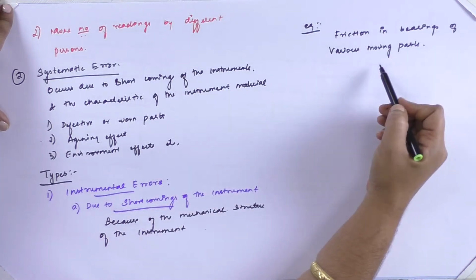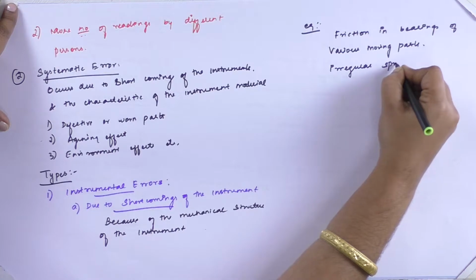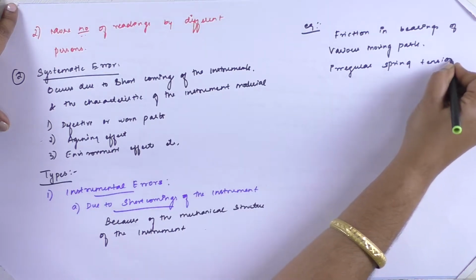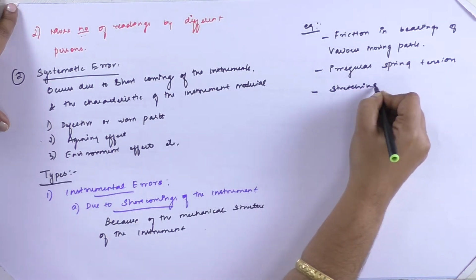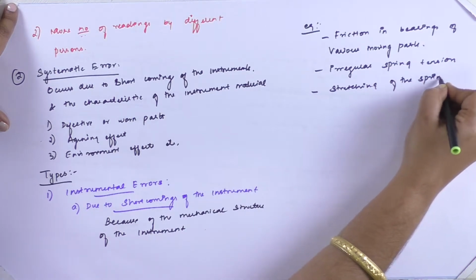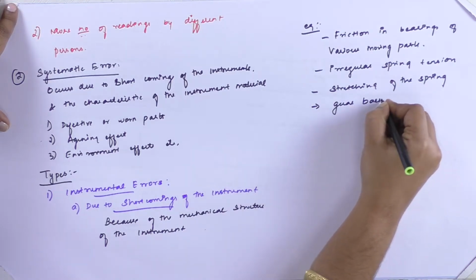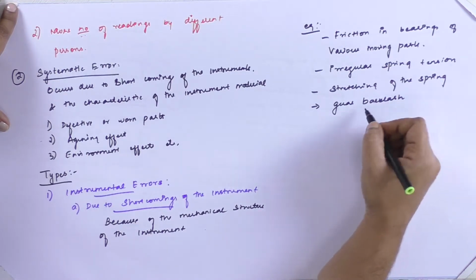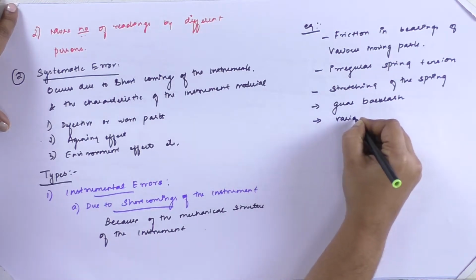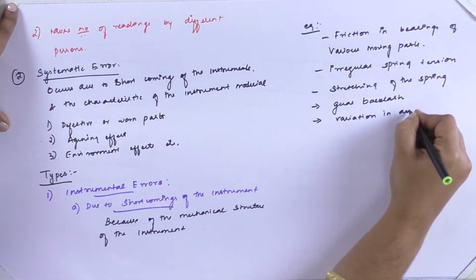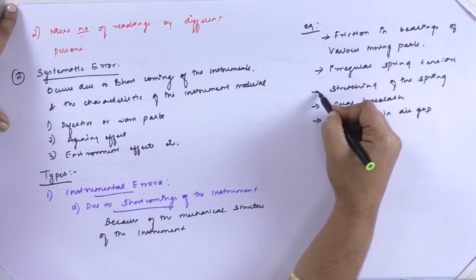The friction occurring in the bearings causes this instrumental error, and also the irregular spring tensions cause instrumental error, and also the stretching of the spring causes instrumental error because of the aging effect, and also the gear backlash which we have seen earlier will also cause the instrumental error, and also the variation in the air gap between the magnets and the moving parts also will cause instrumental error.